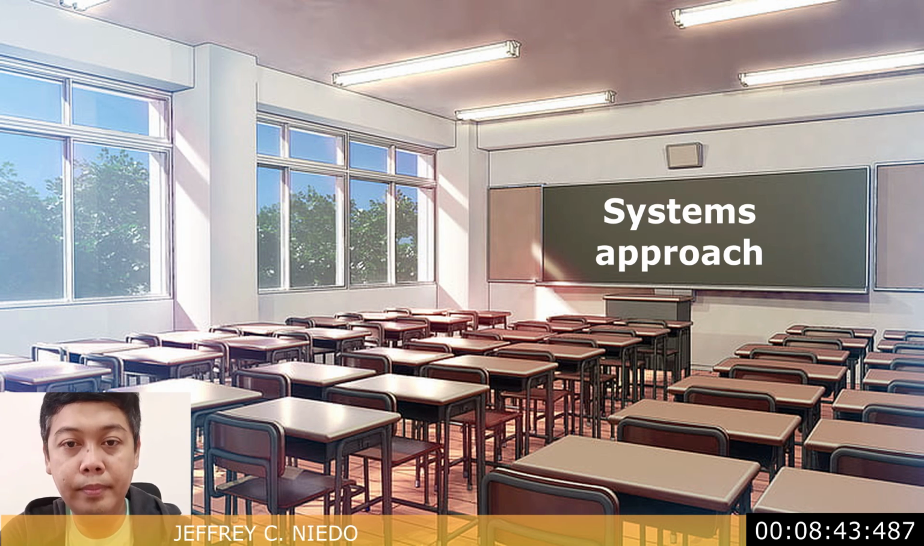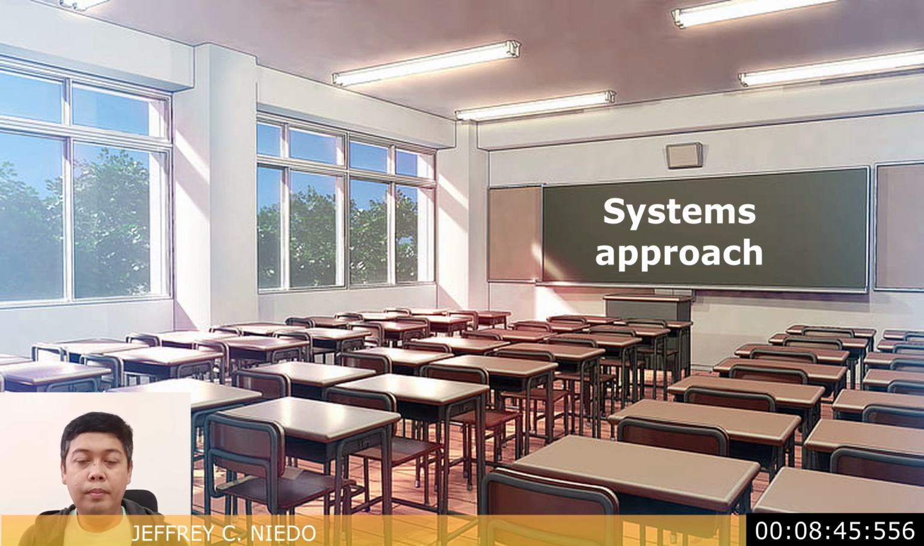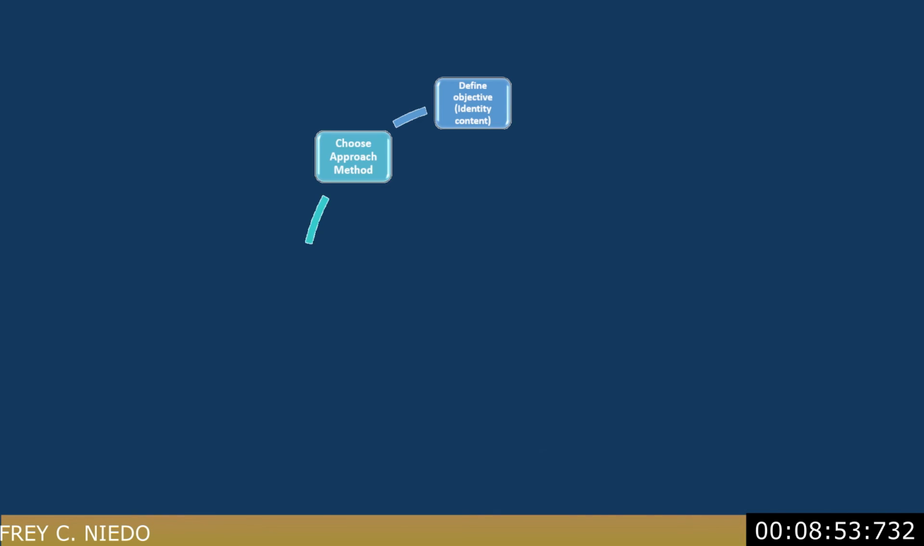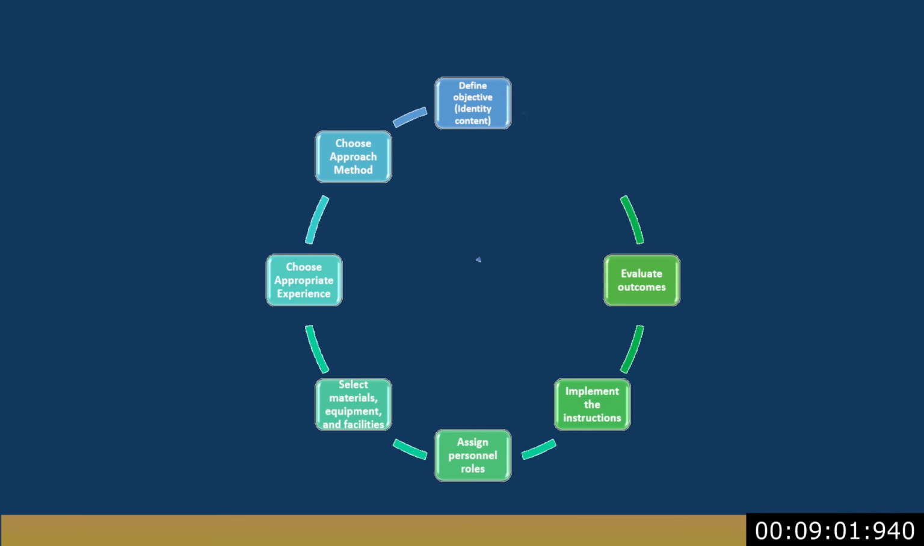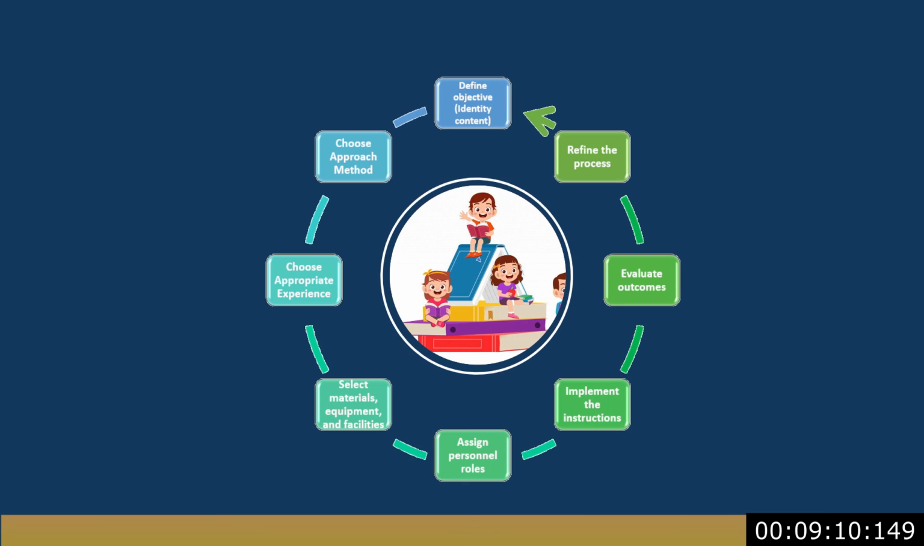Such an approach integrates the older, more familiar methods and tools of instruction with the new ones such as the computer. This is the chart showing the systematic or systems approach to instruction. So the elements are: define objectives, choose approach method, choose appropriate experience, select materials, assign personnel, implement the instructions, evaluate outcomes, refine the process.